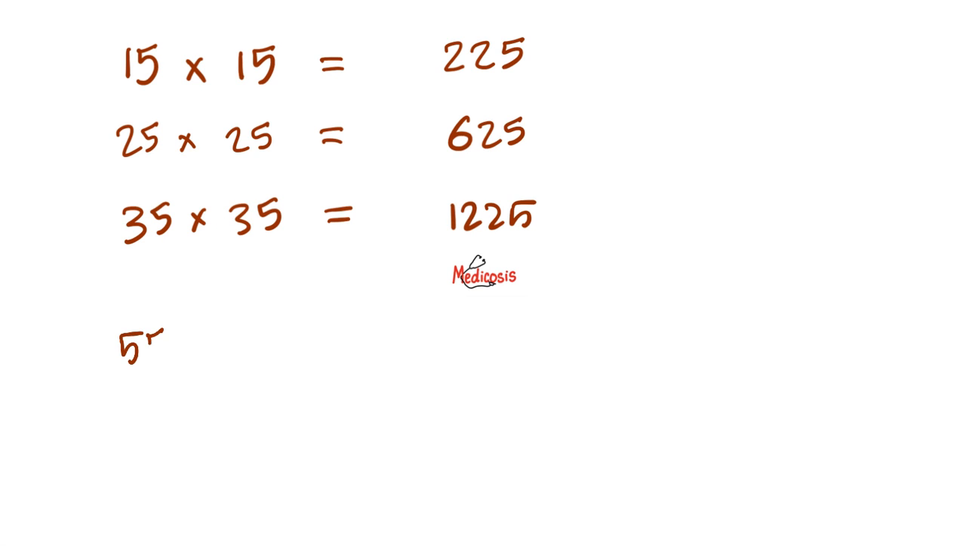Let's do something crazy like 55 times 55. 5 times 5 is 25. Then 5 times 5 plus 5. 5 times 5 is 25 plus 5 is 30. Did your math teacher tell you about this? I bet he didn't, and that's why you need a medicosis in your life.